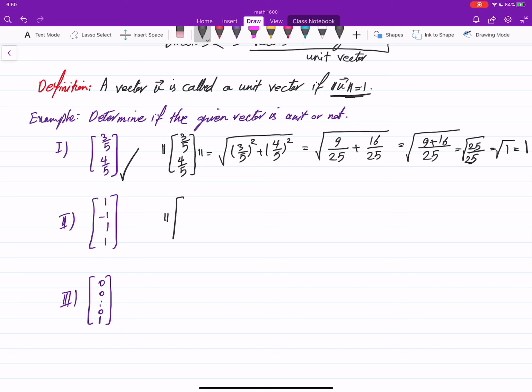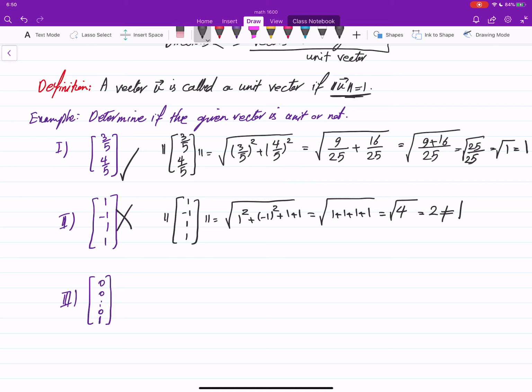How about this one? 1, negative 1, 1, 1. Find the length. So 1 squared plus negative 1 squared plus 1 plus 1. If you square all the components and add them, you get 4. Root 4 is 2. This is not 1. That means that this vector is not a unit vector.